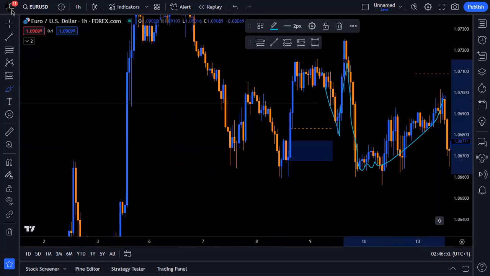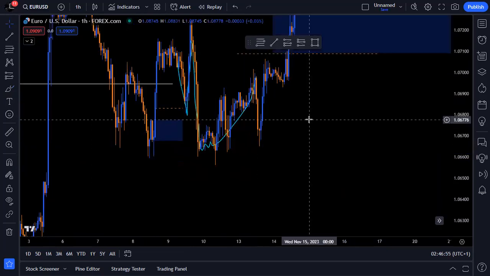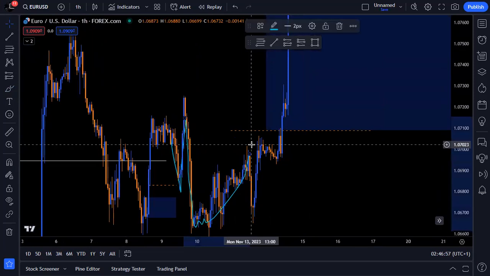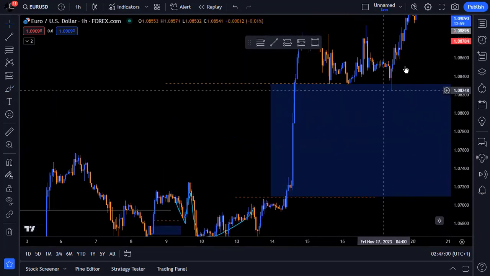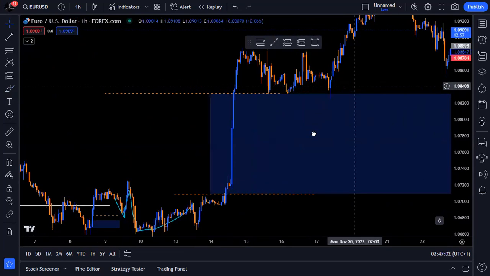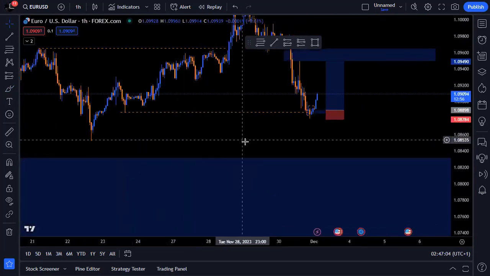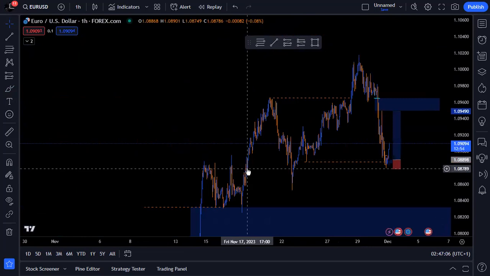So an order block plus a fair value gap, you can see the movement from here. An order block plus a fair value gap is a very, very good entry signal. Very good entry signal, all right?